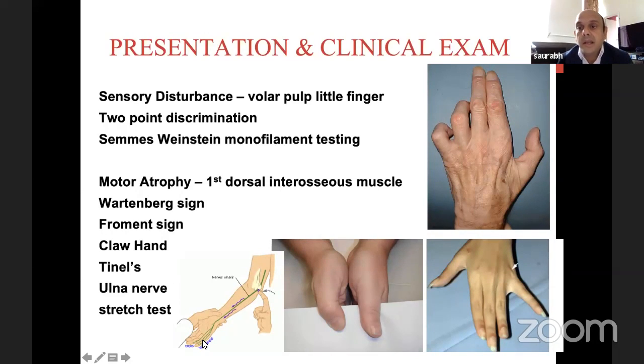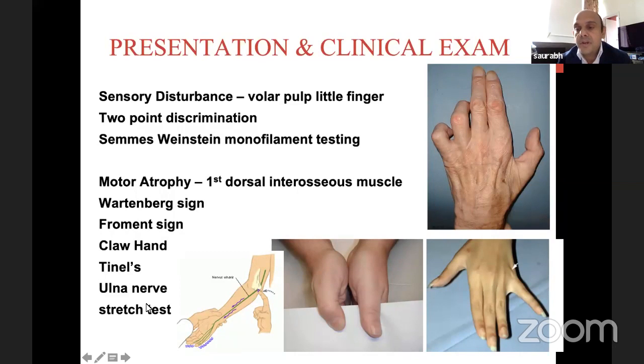Tinel's, again, like with any nerve, if you irritate the nerve, the patient will have paresthesia. So that's your Tinel sign. Remember, you should do Tinel's right at the end, because once you've irritated the nerve, whatever you do, symptoms will be positive. So for example, in carpal tunnel, do your Phalen's first, do your Durkan's test first. Tinel should be the last test to be done.